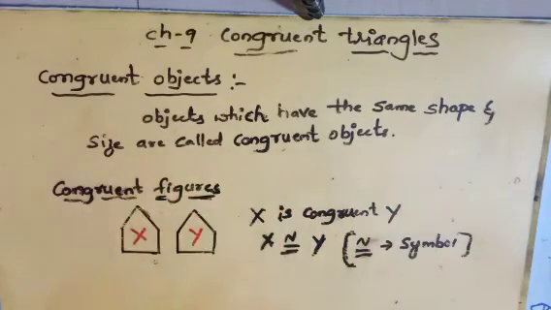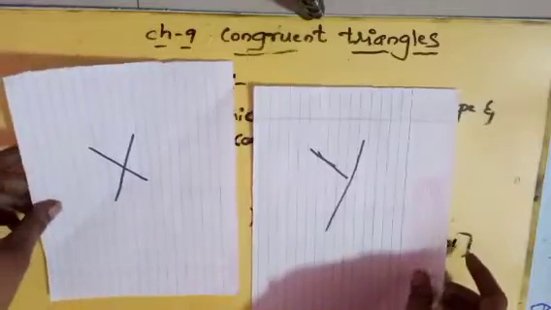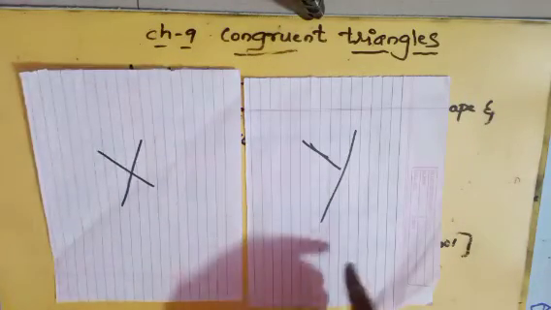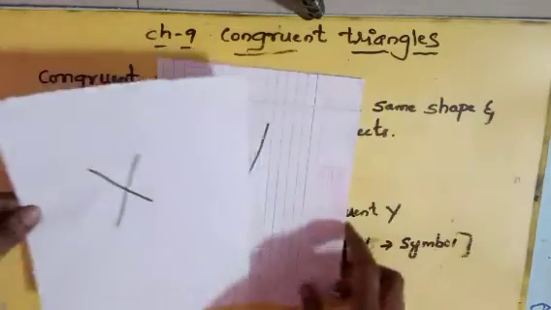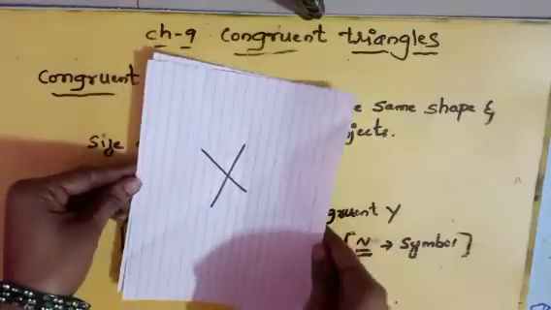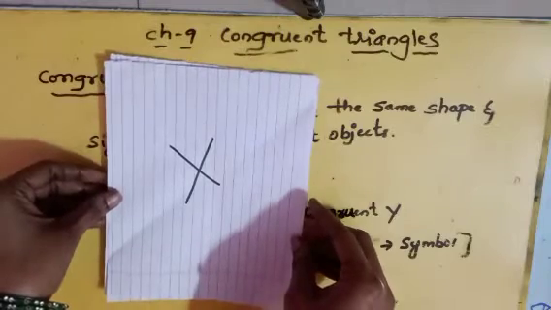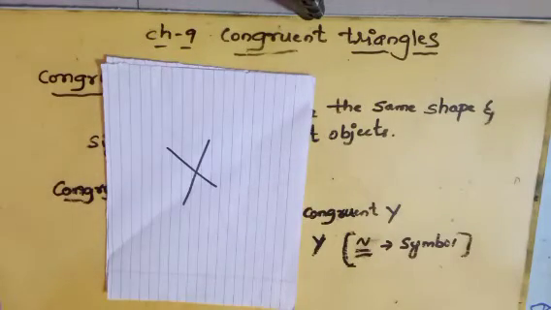Next let us know what is the meaning of congruent figures. See here, I have two figures. We can see here the plane figure x. This figure is named x, and this plane figure is named y. When plane figure x is placed on plane figure y, both the figures cover exactly. Both the figures coincide with each other. We can say that x is congruent to y.